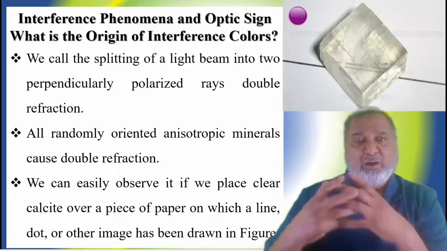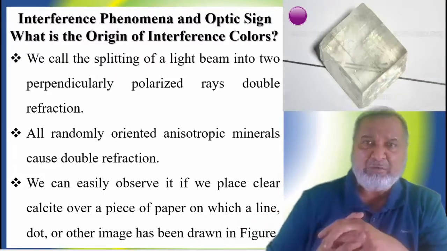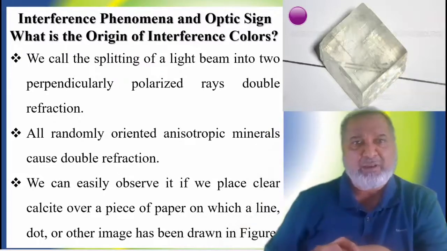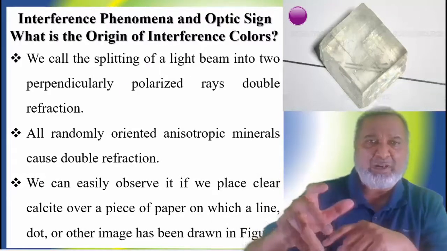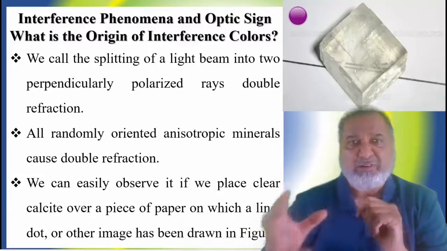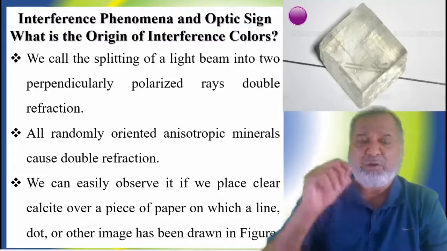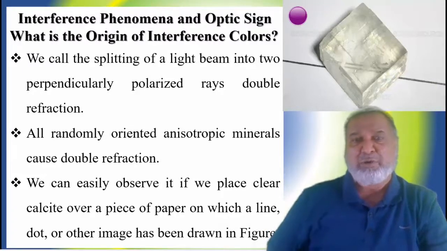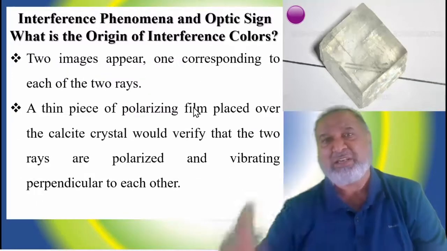We can easily observe it when we place a clear calcite, Iceland spar, over a piece of paper on which a line, a dot, or other image is drawn. Below the calcite, if we have any line or pencil dot and rotate the crystal, we are going to get two images, one of which is constant and the second one is moving.